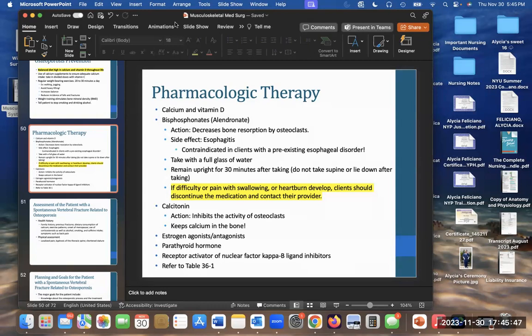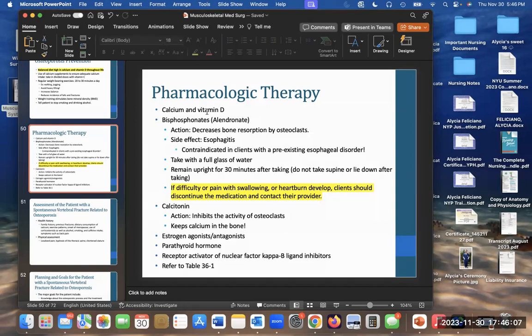So we want them to take this with a full glass of water so that they can drink it and it can remove some of the medication from the throat to help, hopefully, not to have any sort of swelling. They should sit upright, but if they have difficulty or pain and they feel like it's hard to breathe, they really need to go to the doctor and stop the medication.